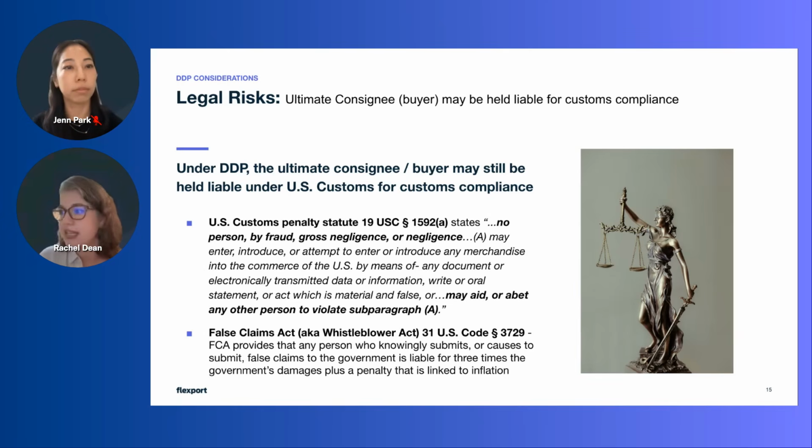So first off here, we see the 19 U.S.C. 1592, which states that no person, it's not stating importer of record, it's no person, by fraud or gross negligence or negligence. So those are the different standards of care. It doesn't just matter, are you directly lying to the U.S.? Obviously that's wrong, but negligence as well, may aid or abet any person in violating these clauses. So just because you're not acting as the importer of record doesn't mean you can say, I wash my hands.